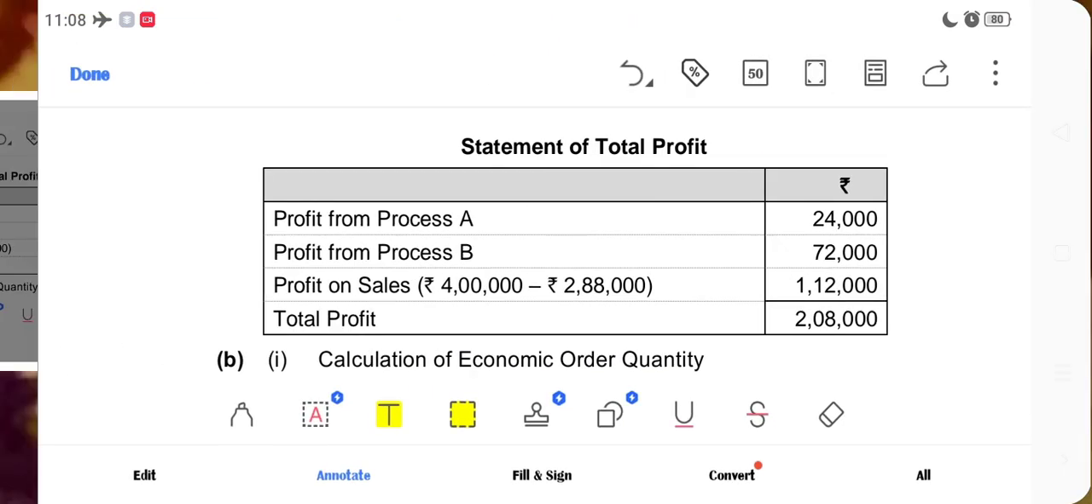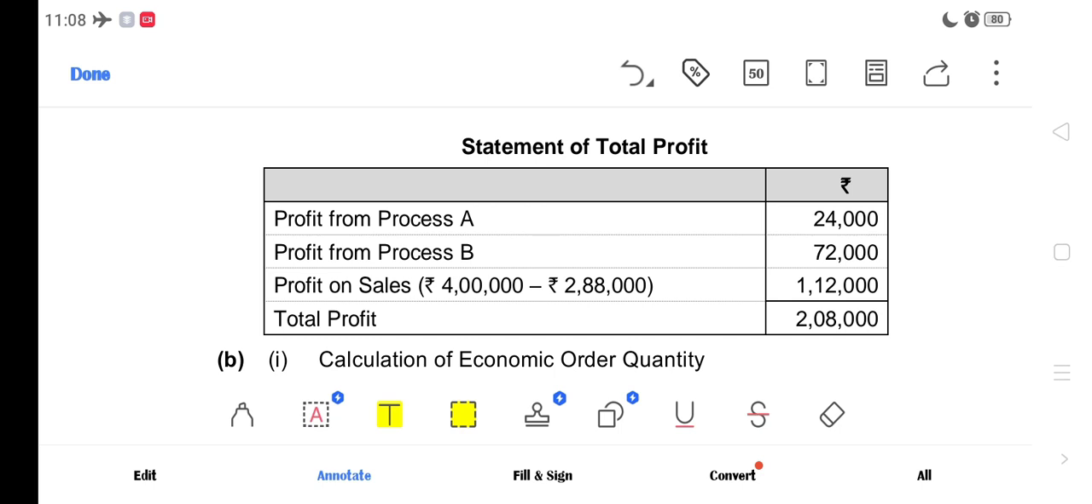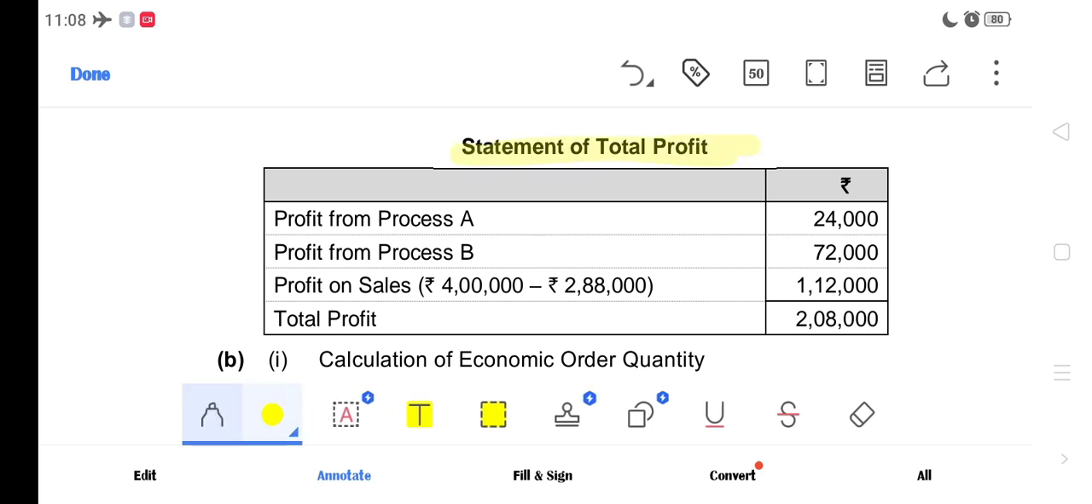So no need to open any finished stock account or anything. So statement of total profit. What is the total profit, guys? Process A, in process A what profit you have made, in process B what profit you have made, and while transferring it to the finished stock how much profit you have made. That's what we mean by total profit.